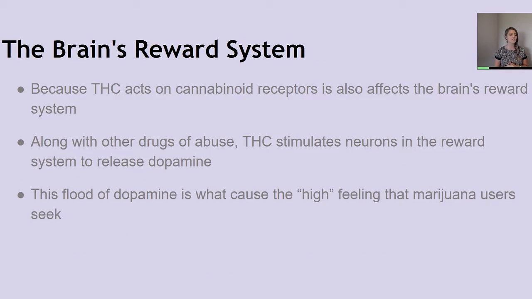So, the brain's reward system. Because THC acts on cannabinoid receptors, it also affects the brain's reward system. Along with other drugs of abuse, THC stimulates neurons in the reward system to release dopamine. And this flood of dopamine is what causes that high feeling that users seek.